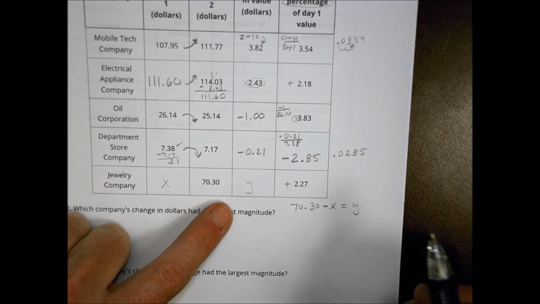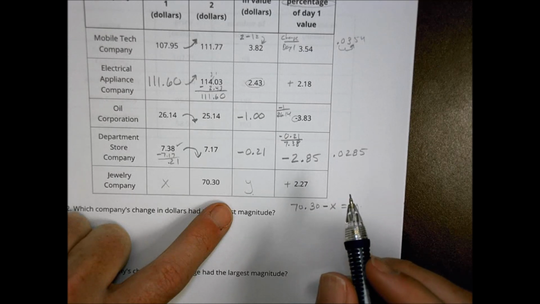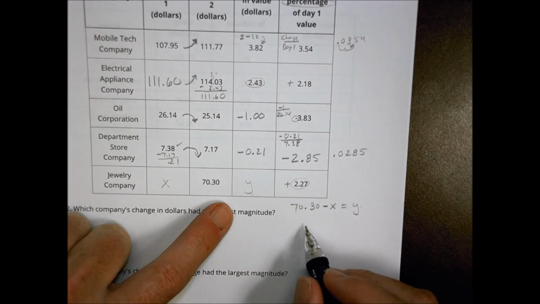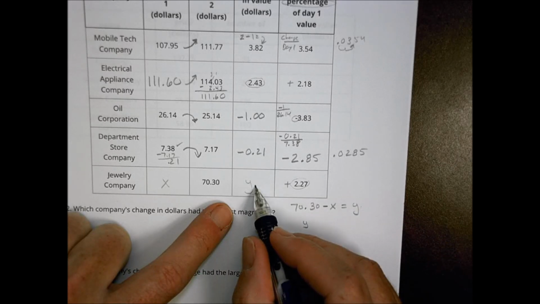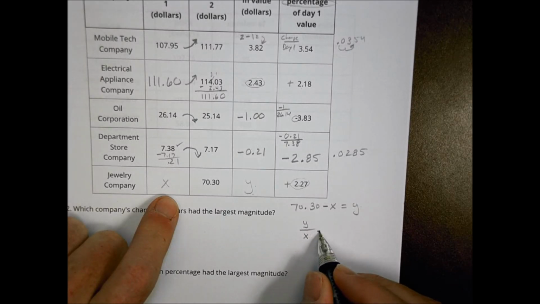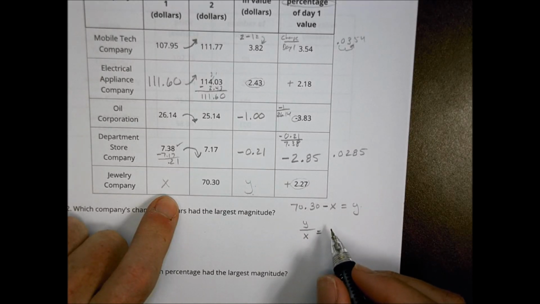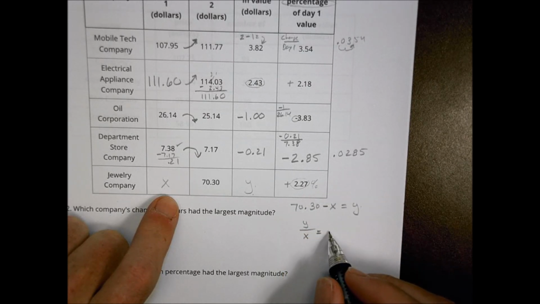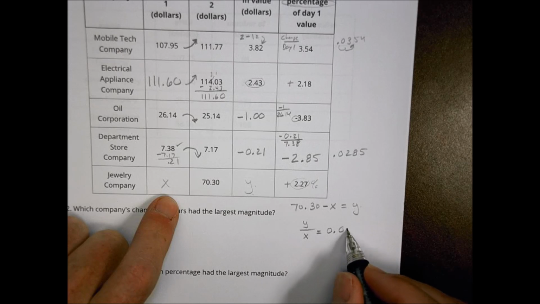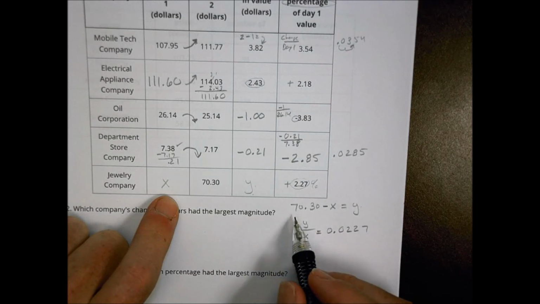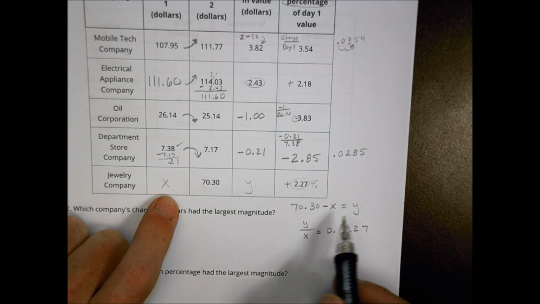I'm kind of stuck. Now, what I also know is that this number comes from Y, this value, divided by the value of day 1. Y over X is going to equal, in this case, I don't want to write 2.27 because that's a percent. I need to write that as a decimal, so I'm going to write 0.0227. So I've converted 2.27% to a decimal. These are my two equations, but they both have x and y in them.